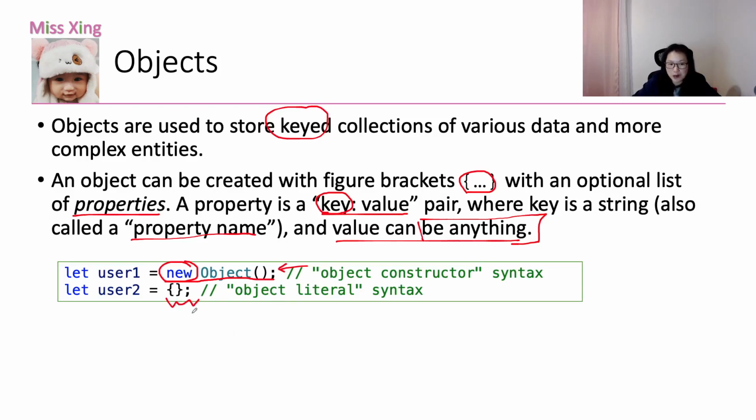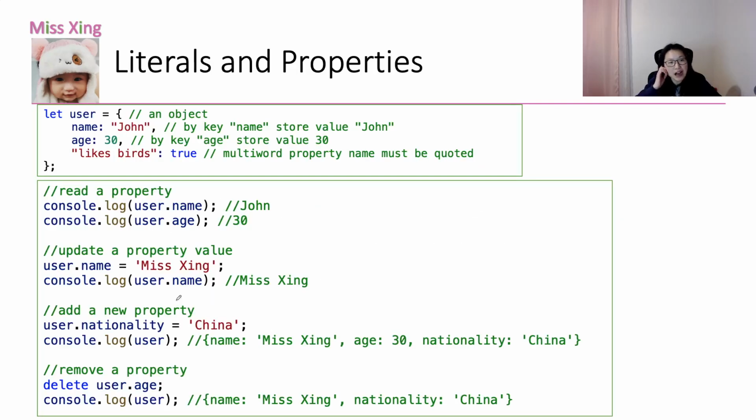The one we will cover in this video doesn't exist in the Java language. This one is special in JavaScript, called object literal, which uses the figure bracket, I will say brace. And inside here, in this case, user2 currently is an object, but doesn't have any properties, because there's nothing inside, just empty. The properties are optional.